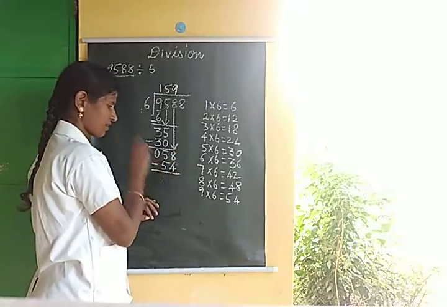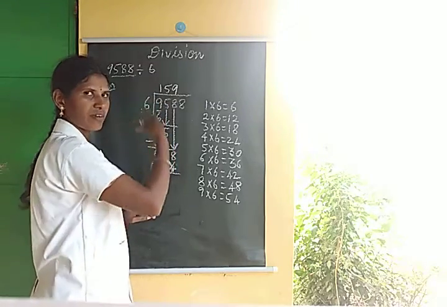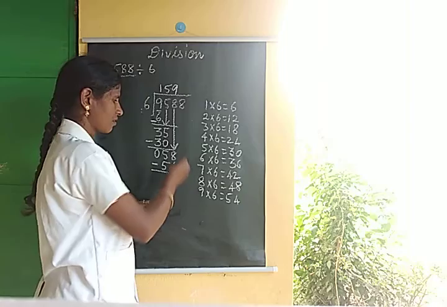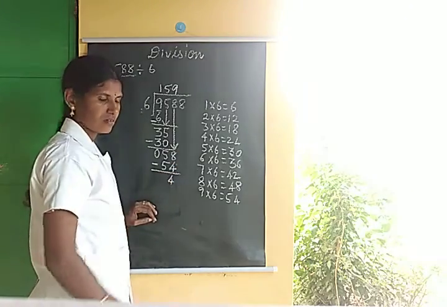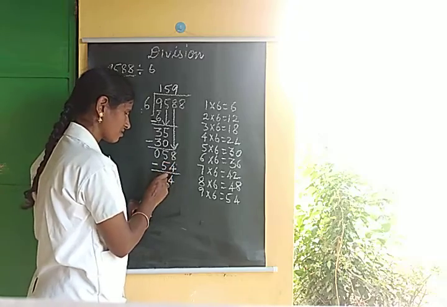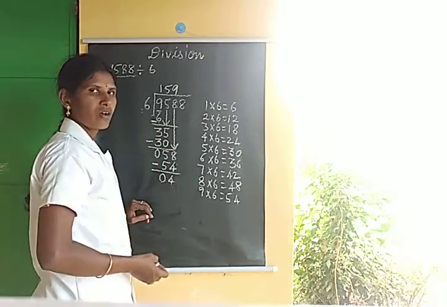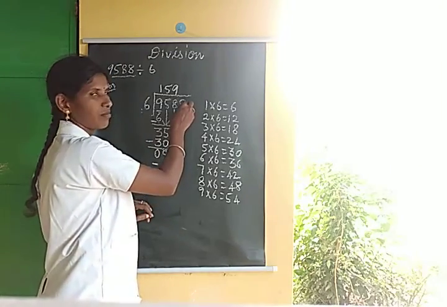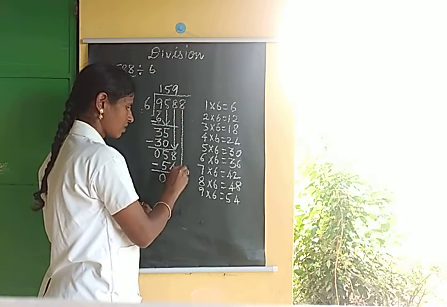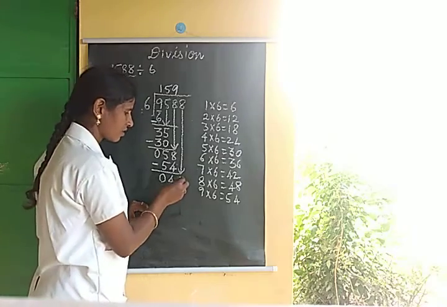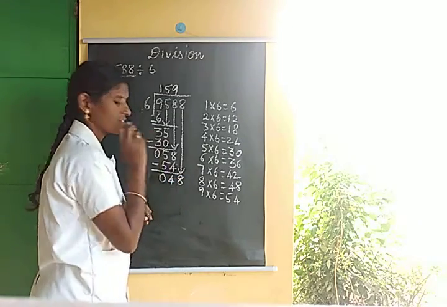Now we have to subtract. After writing the answer, we have to subtract step by step. 8 minus 4, 4. 5 minus 5, 0. Then the last number we have to take down. Put an arrow mark, take it down and write 8 here.